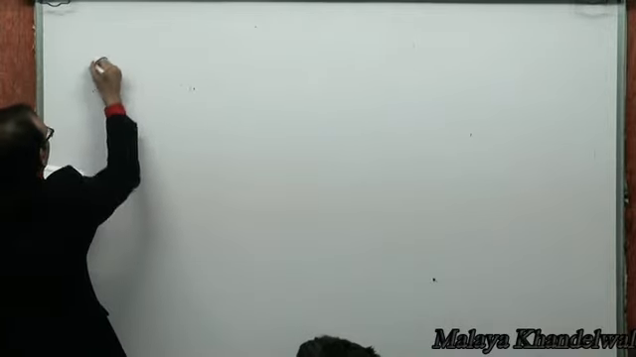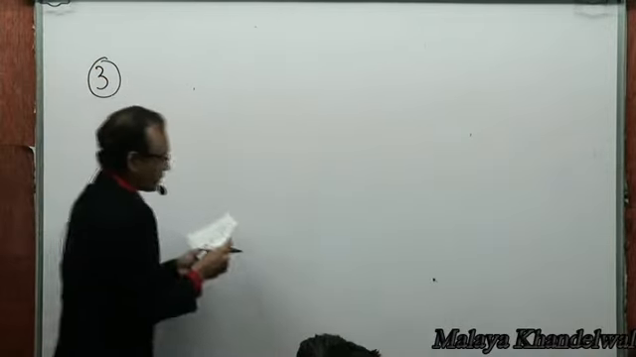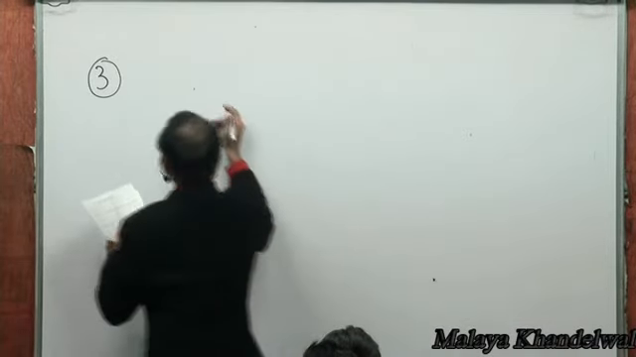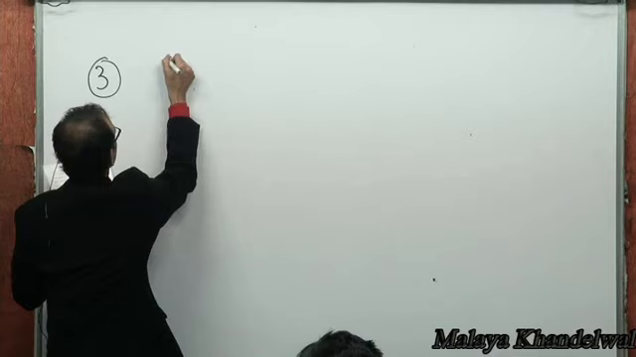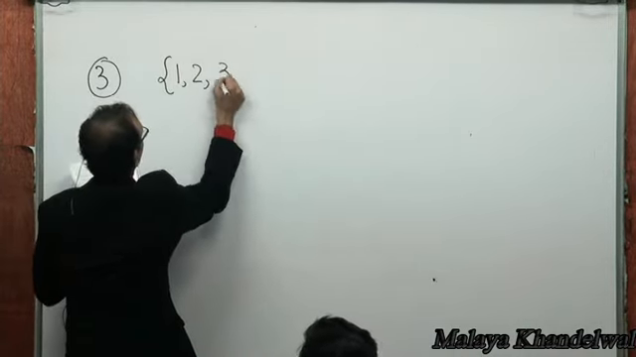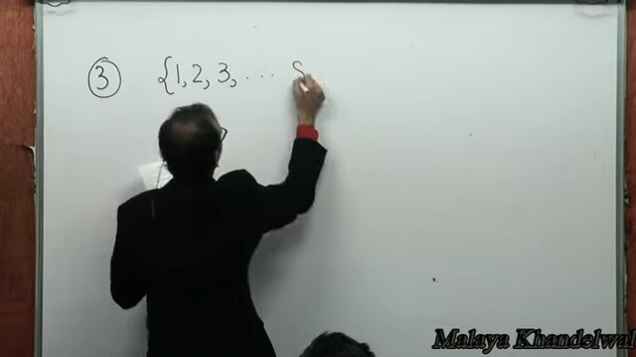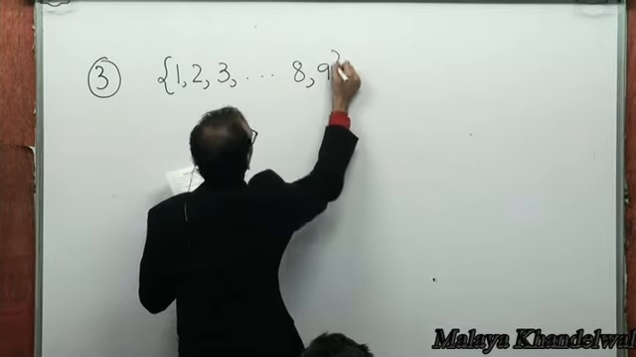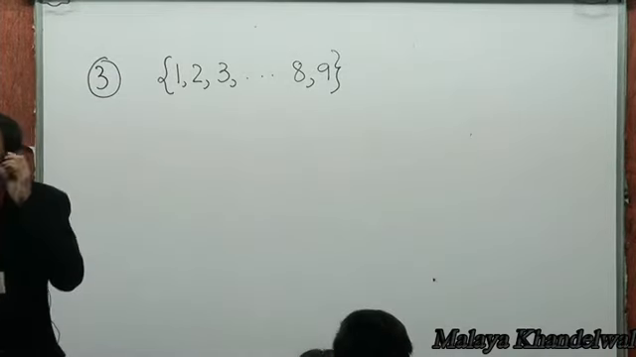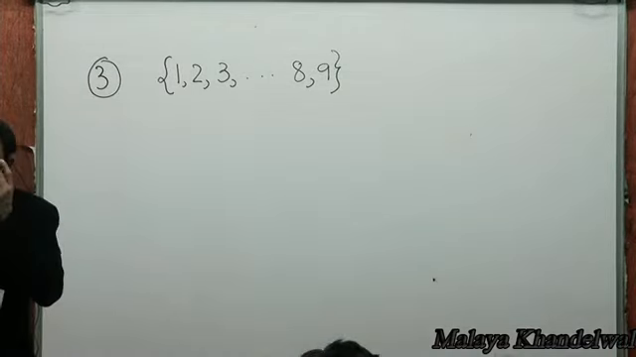Number 3. The number of permutations of the digits 1, 2, 3, ..., 9. We want to permute all of them, taken all at a time.